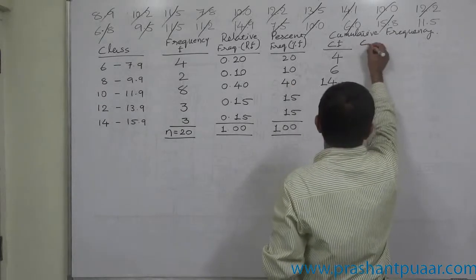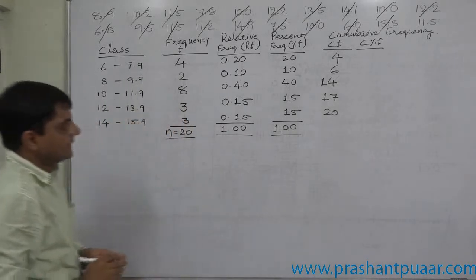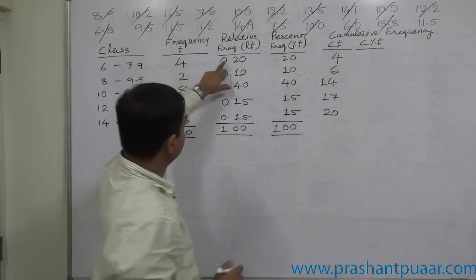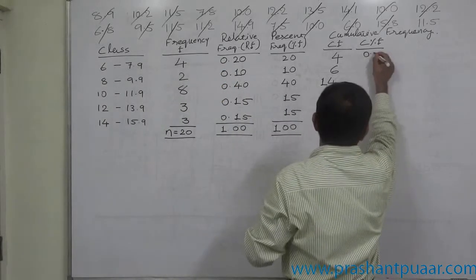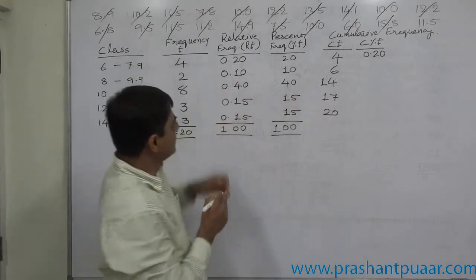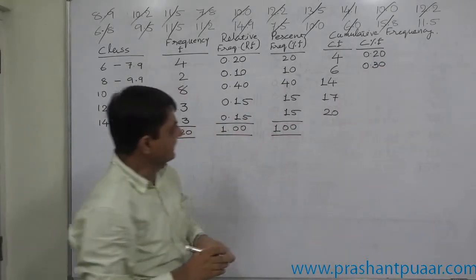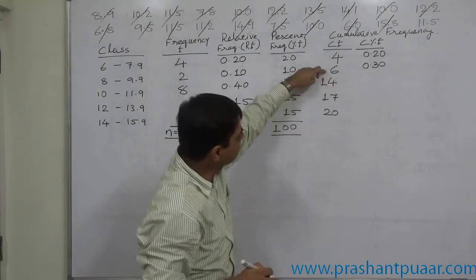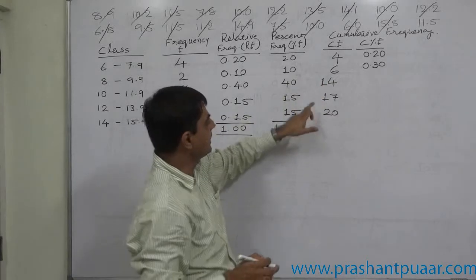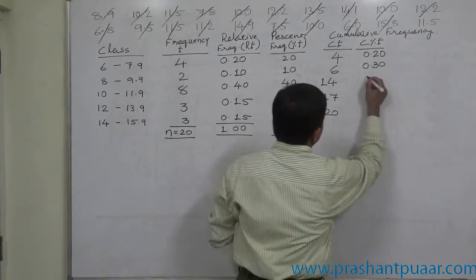Now, cumulative percent frequency, cumulative of this. First 0.20 remains same, 0.20 plus 0.10, so 0.30. And the second method to arrive at this value is 6 divided by 20. First is 4 divided by 20, second is 6 divided by 20. Now 0.30 plus 0.40, it comes to 0.70.